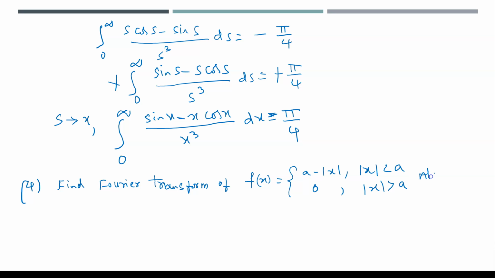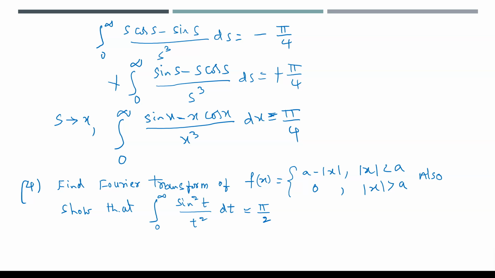Also show that integral 0 to infinity sin square t by t square dt equals pi by 2. So here first we have to find the Fourier transform for this given function.